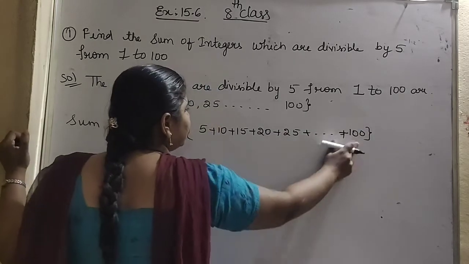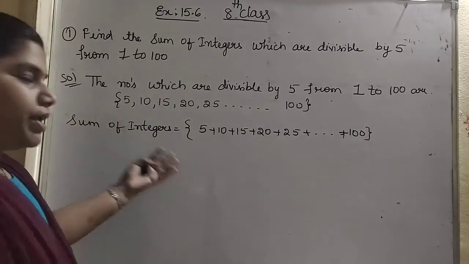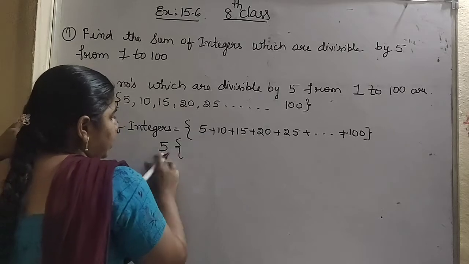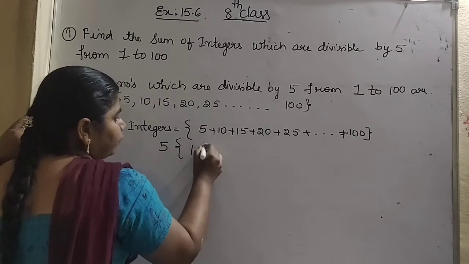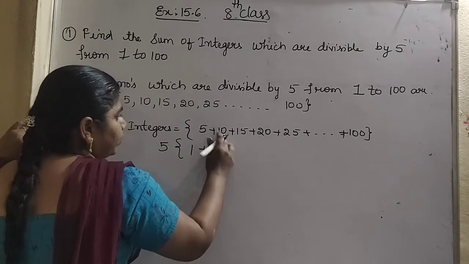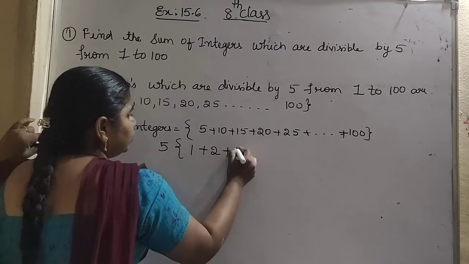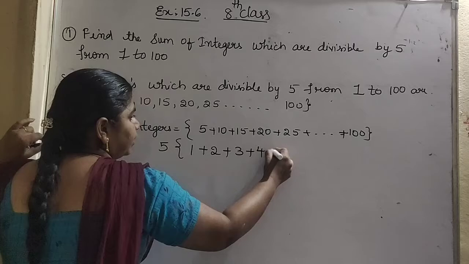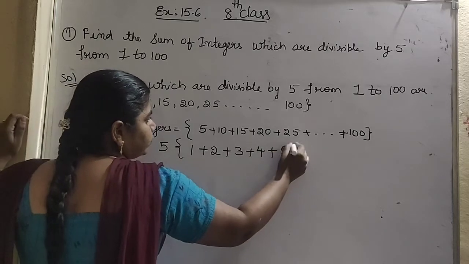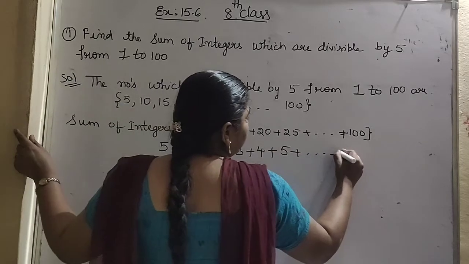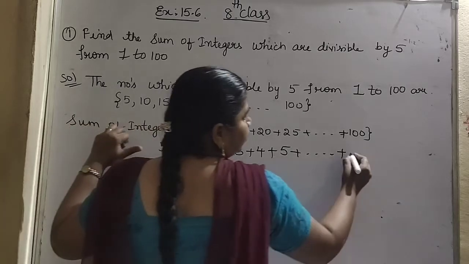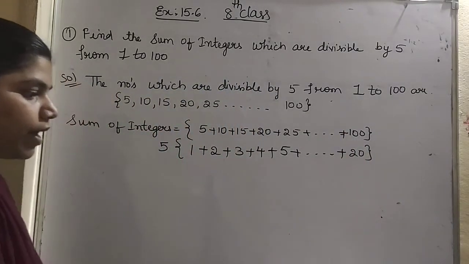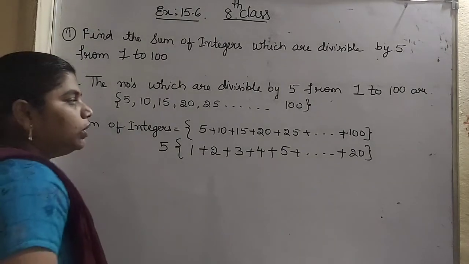So these all are the multiples of 5. So I am taking 5 as common. If I take 5 as common, 5 1 times will be 5, 5 2 times will be 10, 5 3 times will be 15, 5 4 times will be 20, 5 5 times will be 25, so on up to 5 20 times will be equal to 100.